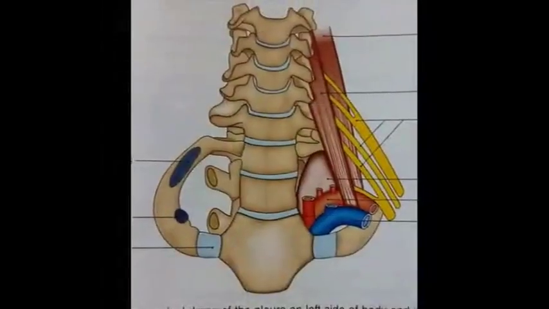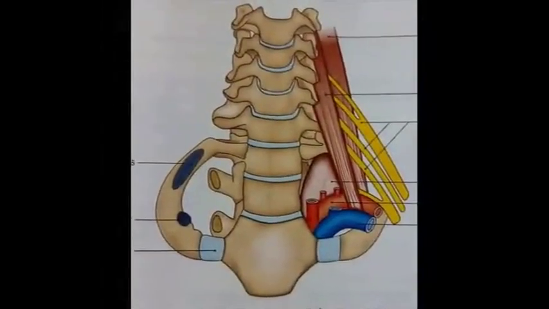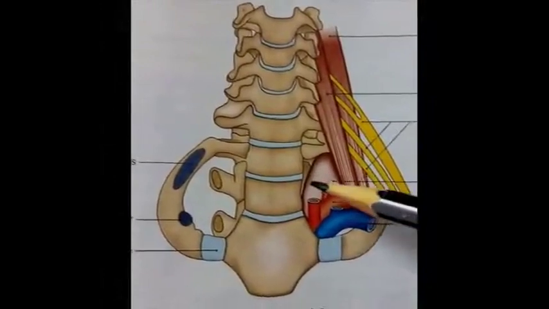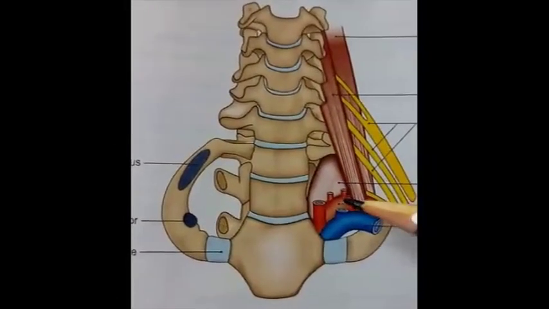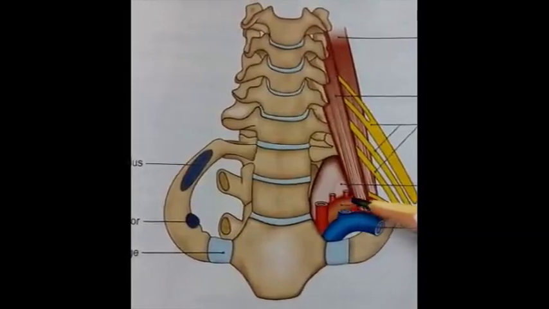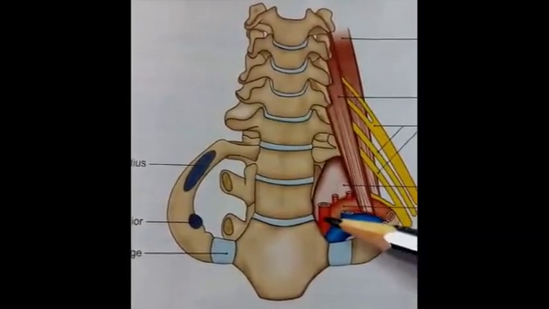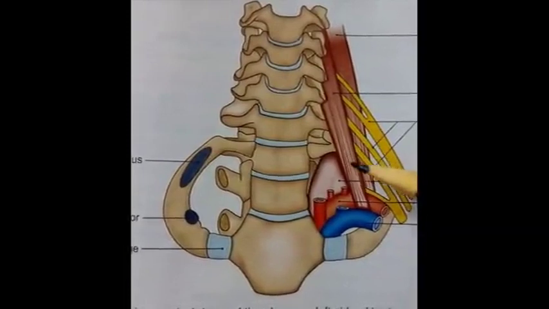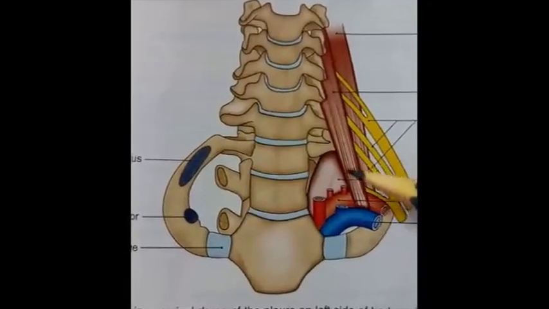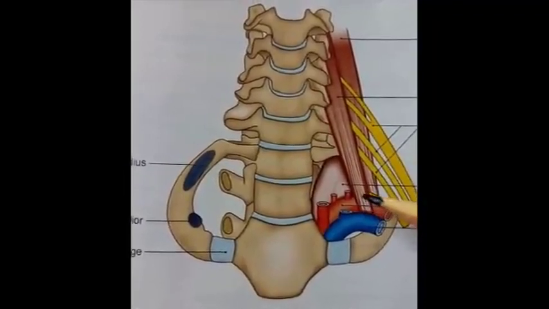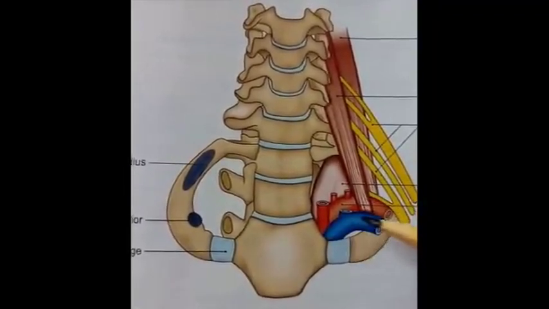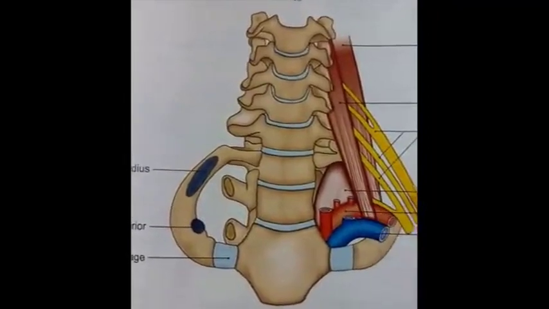Next comes relations of cervical pleura. So in the diagram we can see this is cervical pleura, and in anterior relation to cervical pleura there is presence of subclavian artery and its branches. In front of subclavian artery there is insertion of the scalenus anterior muscle, and more anteriorly there is presence of subclavian vein and its tributaries.